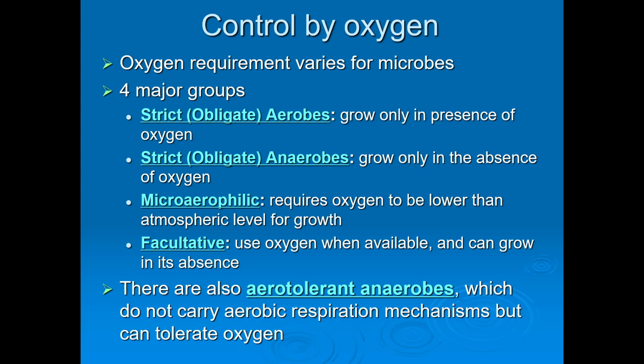So microaerophilic, micro is small, and aerophilic, it loves the air, a small amount. So it's going to require a small amount of oxygen. If it has too much oxygen, it can't grow. If it doesn't have enough oxygen, it also won't be able to grow. Then we have facultative, which will use oxygen when it's available, but it can also grow when there's no oxygen. It's just not as efficient. There are also aerotolerant anaerobes, which do not carry aerobic respiration mechanisms but can tolerate oxygen. Okay?